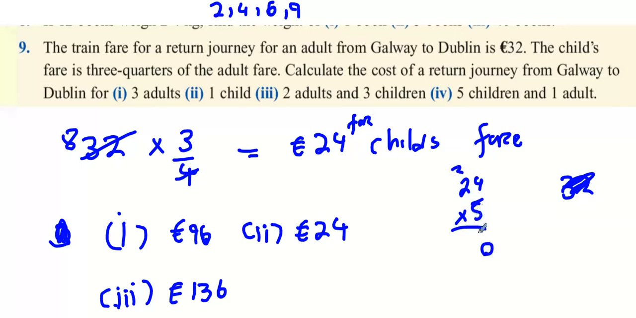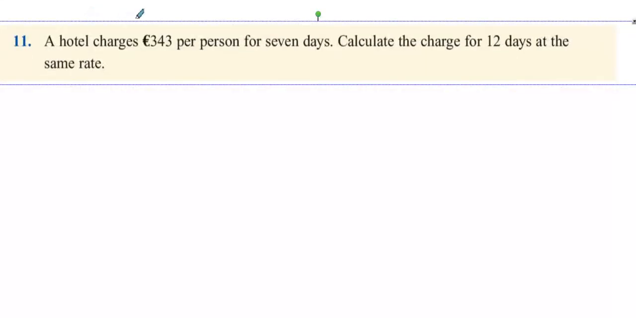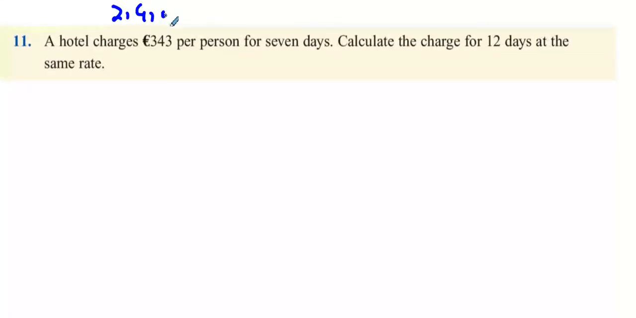0 carried a 2. 5 times 2 is 10, plus 2 is 12. And 1 times 32 is 32. 120 plus 32 is €152. There you go. So 2, 4, 6, 9, then 11.